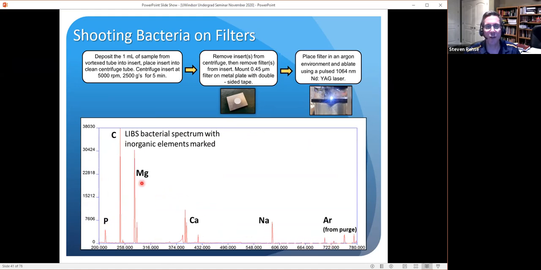So when we shoot bacteria, we see a strong carbon signal. Bacteria are mostly carbon, oxygen, hydrogen, and nitrogen. We don't look at any of those elements except for carbon. We don't look at oxygen, we don't look at hydrogen, because that's all in the water, and the water's not specific. We look at inorganic composition. We look at calcium and magnesium, sodium, sometimes potassium. Phosphorus is a big one because bacteria have a lot of phospholipids. These are the elements that are unique to the bacterium, not oxygen, not hydrogen, not nitrogen.